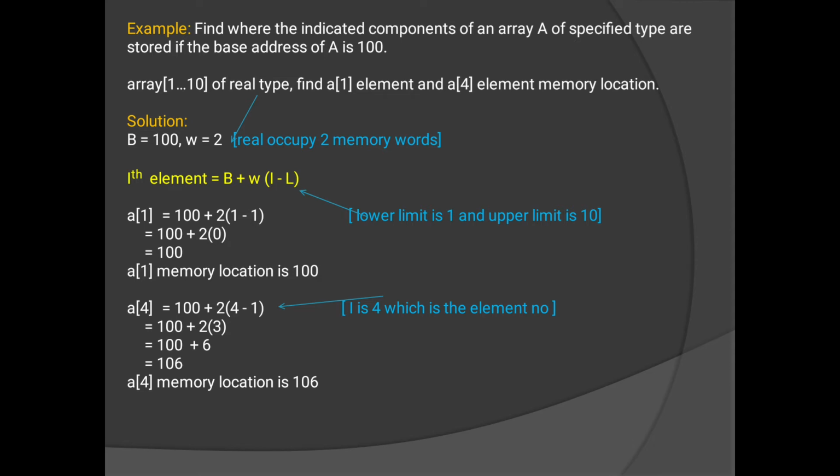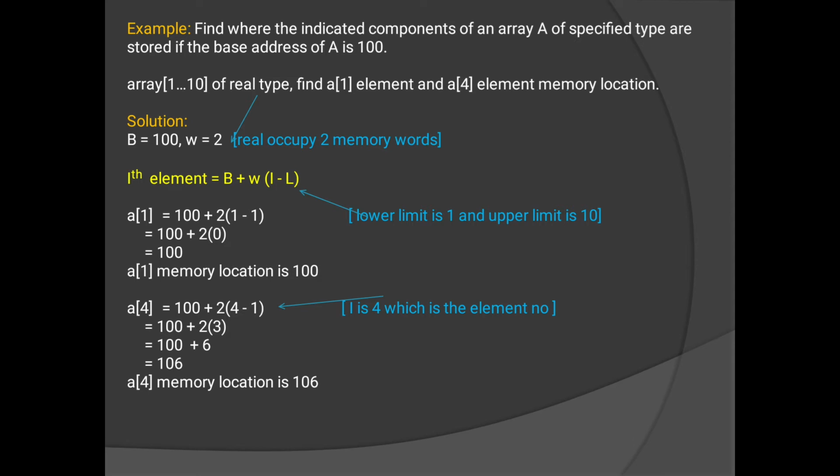Now we have to find the memory location of the array element A4. So here A4 equals 100 plus 2 into I, where I is 4, which is the element number we are searching for. That's why it's written here as 4, and 4 minus 1. 1 is the lower limit here, right? Because the first array element here is 1. So once you execute this, you get the value 106.